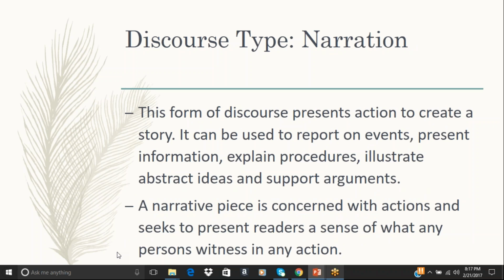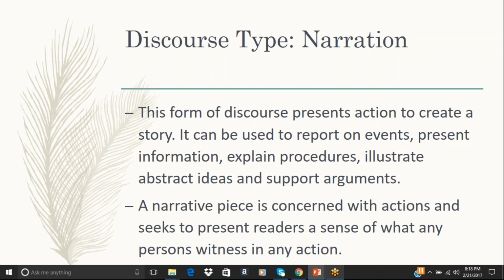Okay, narration. This form of discourse presents action to create a story. It can be used to report on events, present information, explain procedures, illustrate abstract ideas, and support arguments. A narrative piece is concerned with actions and seeks to present readers a sense of what any persons witness in any action. So, gentlemen, if you have a report that is given to you, report actually falls within narrative writing as well.